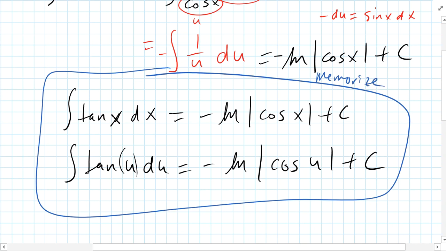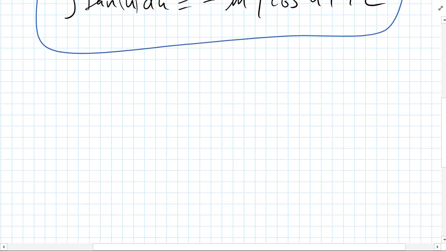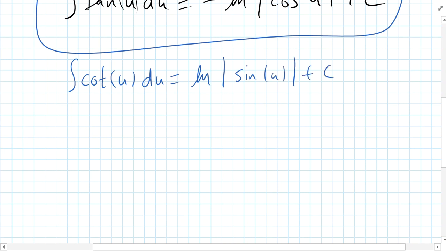So for cotangent, I'm going to leave that as an exercise for you. Can you do the same u sub? Only, what's cotangent equal to? Cosine over sine. But if we're just looking at the formulas to memorize, it's the integral of cotangent of u du is equal to natural log absolute value sine of u plus c. And you're going to memorize that one.